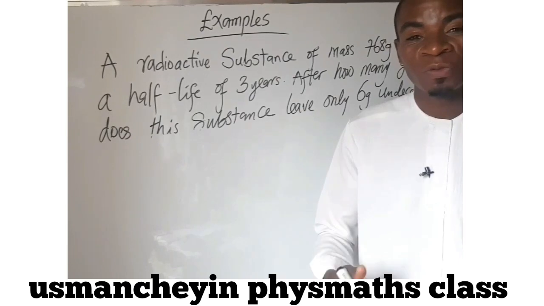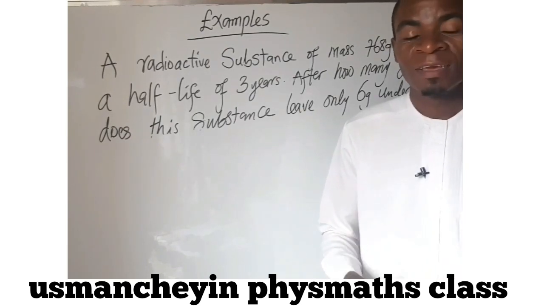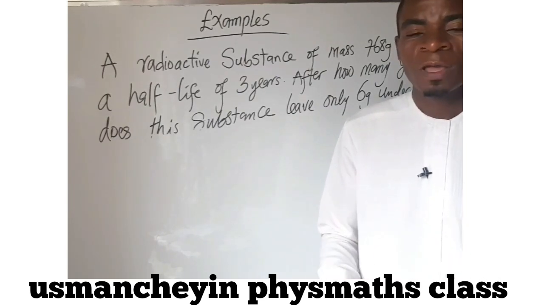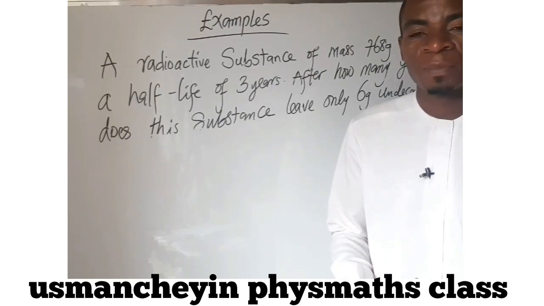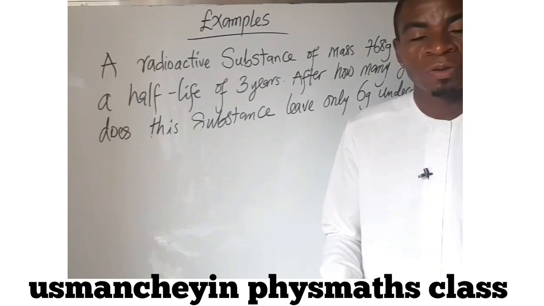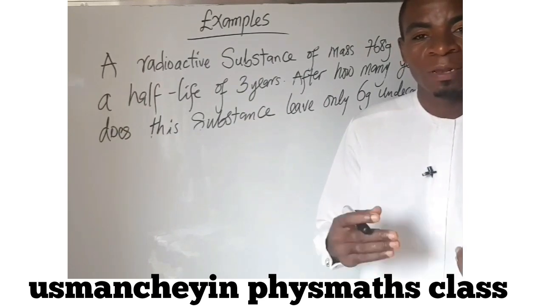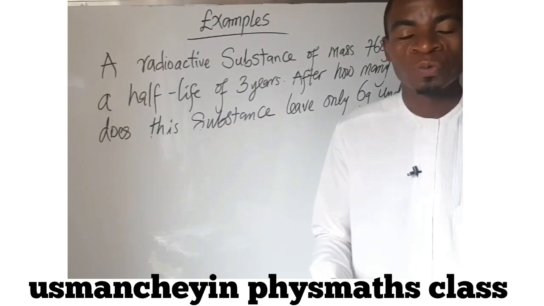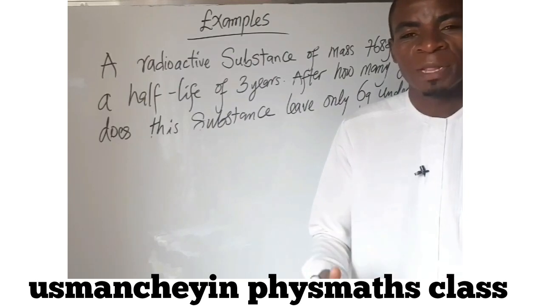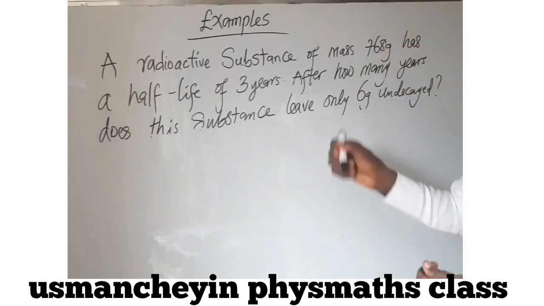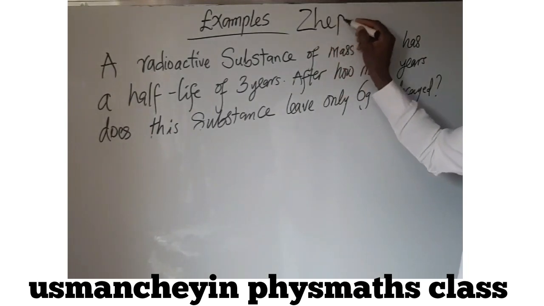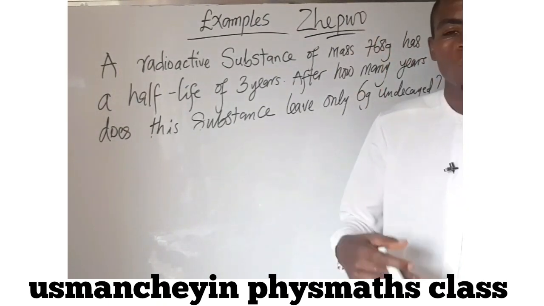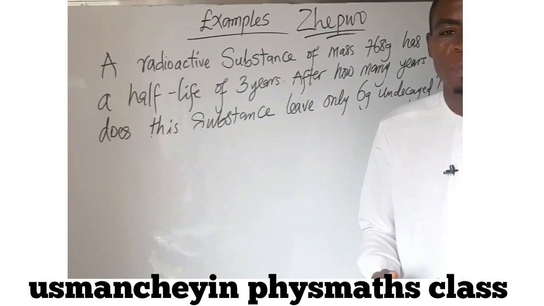In our tutorial today, we shall continue with our discussion on radioactivity, specifically talking on half-life. In my last video, I solved an example using the proven formula, which is N equals N naught e raised to power minus lambda t. And I promised that in our next video, I would solve a problem using a method called ZHEPWO. We are going to use the ZHEPWO method to solve this very particular problem today.